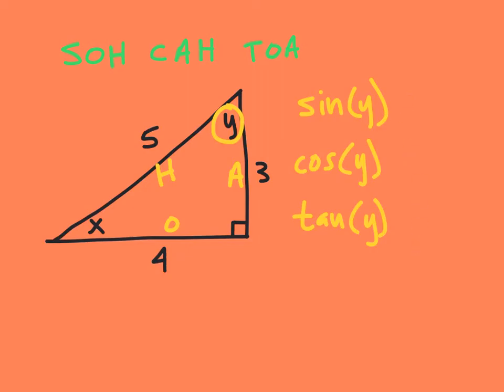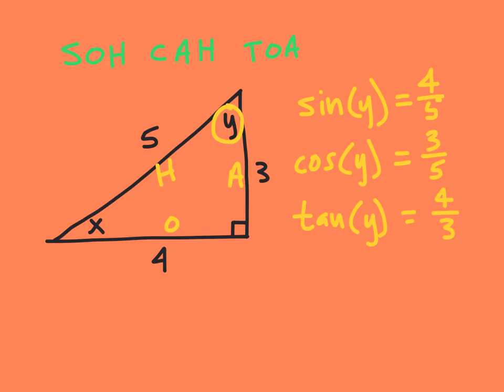So sine, remember, that's just your opposite side divided by your hypotenuse. So that's going to give me 4/5. Cosine is adjacent over hypotenuse, so that's going to be 3/5. Tangent of y is my opposite side divided by my adjacent side, so that's going to be 4/3. All I'm doing is simply writing these ratios. That's all I'm doing. I'm not doing anything else in this.